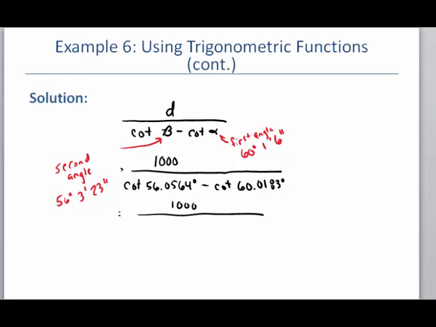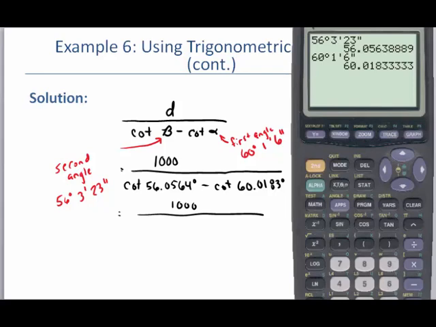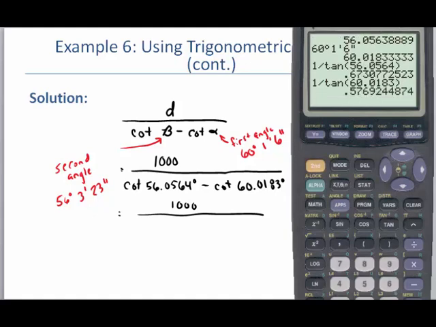All right, so I'm going to go back to my calculator just for a second. And let's do cotangent. So remember that that's going to need to be entered as 1 divided by a tangent of 56.0564, and that's going to give us 0.6731, rounding to 4 decimal places. And let's go ahead and do the other one as well. 1 divided by tangent of 60.0183. And that gives us 0.5769. And so we'll plug those into our formula.